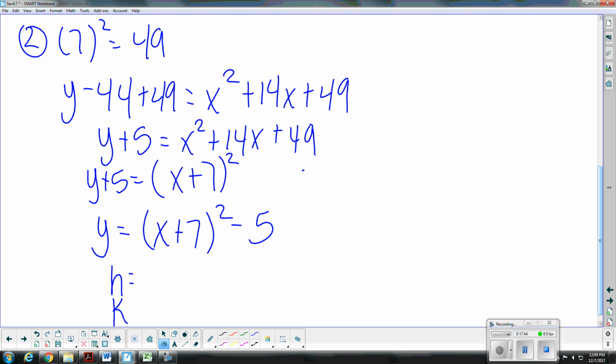Remember, vertex form says x minus h, so our h is negative 7, because we have x plus 7. And then our k, (x minus h) squared plus k. So in this case, we are adding a negative 5. So our vertex is (negative 7, negative 5).